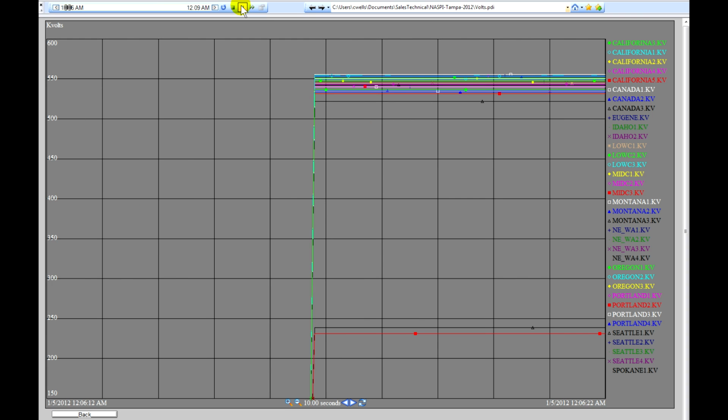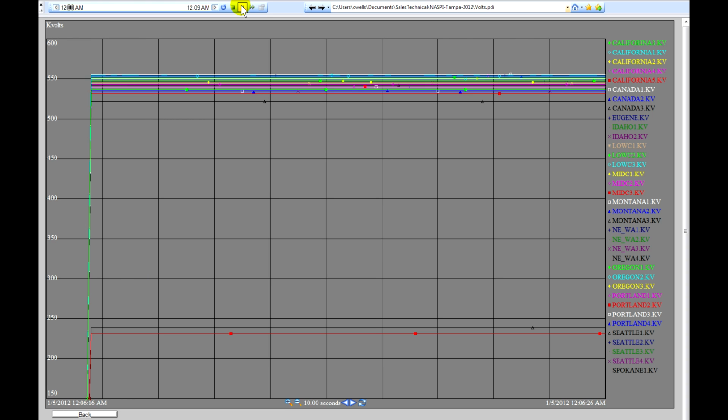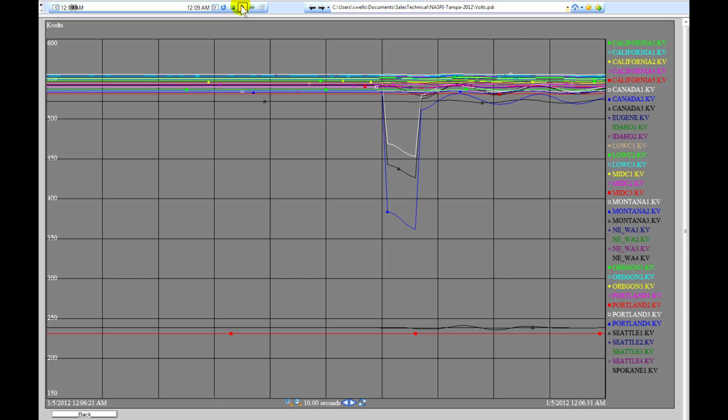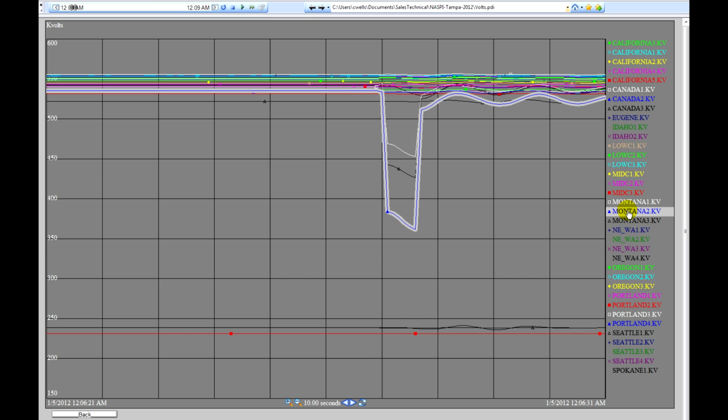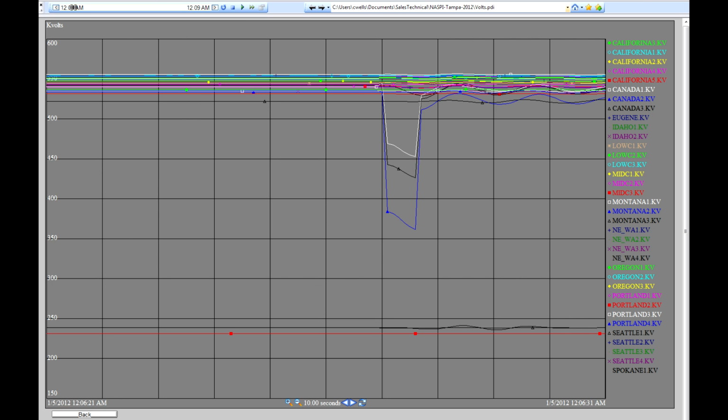And we'll see that it starts out stable with no issues, and a few seconds into the system there's a significant drop in voltage. We'll pause the system now and figure out where these voltages are, and it looks like they're in Montana 1, Montana 2, and Montana 3.